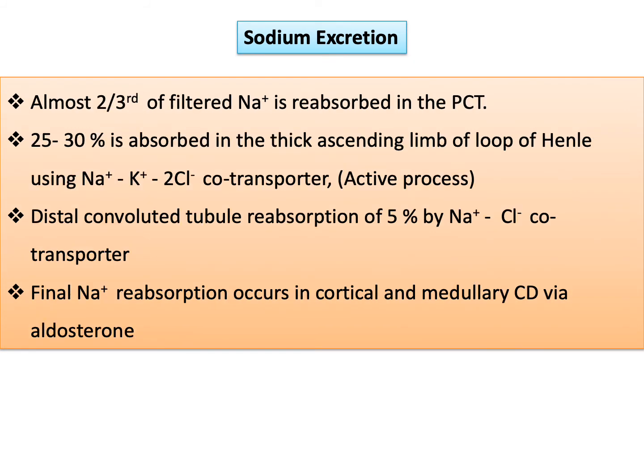Normally, almost two-thirds of the filtered sodium is reabsorbed in the proximal convoluted tubule. Around 25 to 30% is reabsorbed in the thick ascending limb of the loop of Henle using the sodium-potassium-2 chloride co-transporter, which is an active process. Distal convoluted tubule reabsorption is about 5%, managed by the sodium chloride co-transporter. And finally, sodium reabsorption occurs in the cortical and medullary collecting duct via aldosterone.